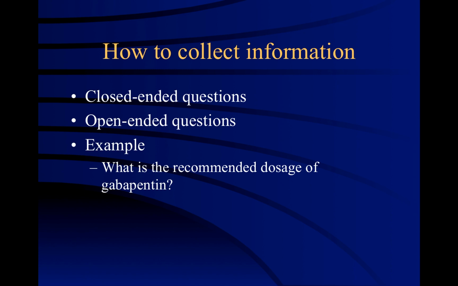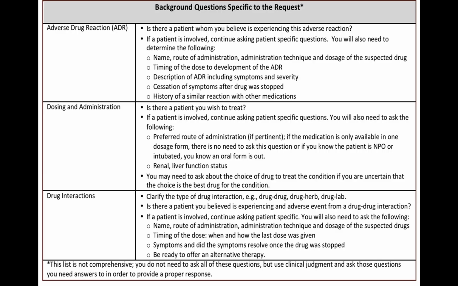Again, other information you will need is based upon the request. So here are some examples of background questions specific to the request. For example, if a caller asks about an adverse drug reaction, you should be asking that caller, is there a patient whom you believe is experiencing this adverse reaction? In the example, does ranitidine cause neutropenia? We want to know if there's a patient that physician has who is experiencing neutropenia and happens to be on ranitidine. And if a patient is involved, we want to continue asking patient-specific questions.